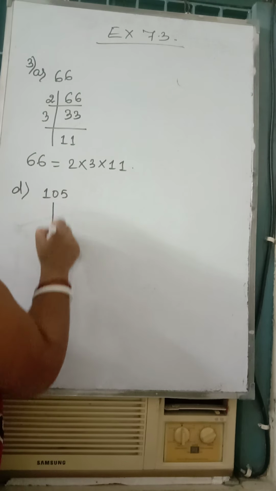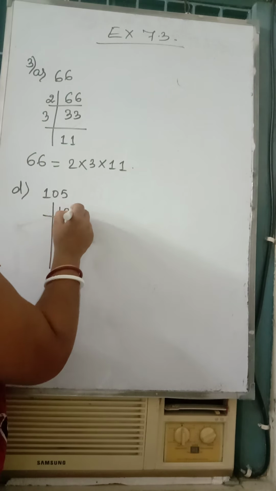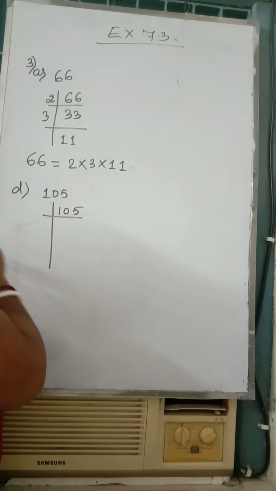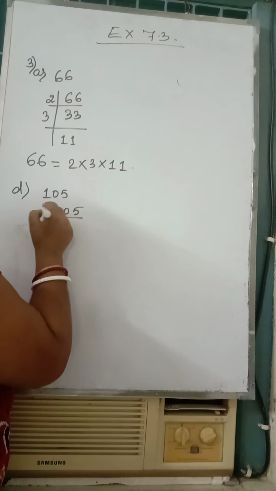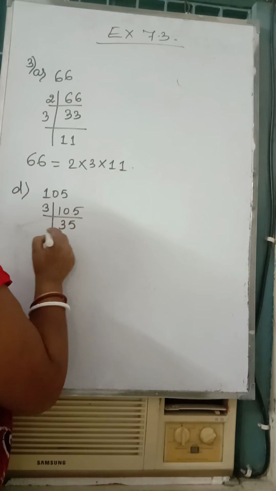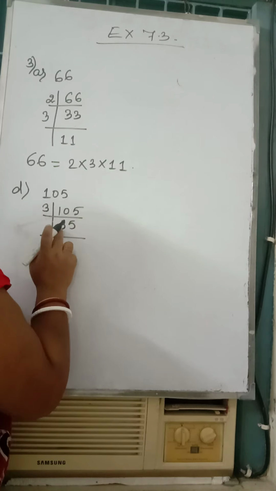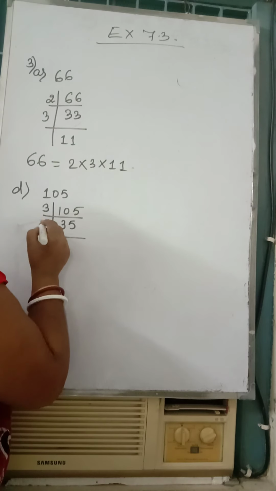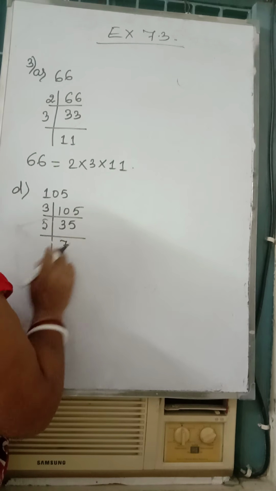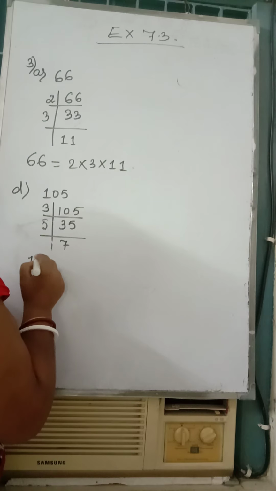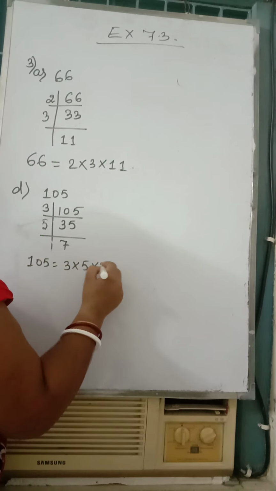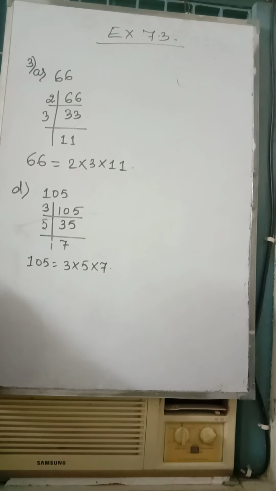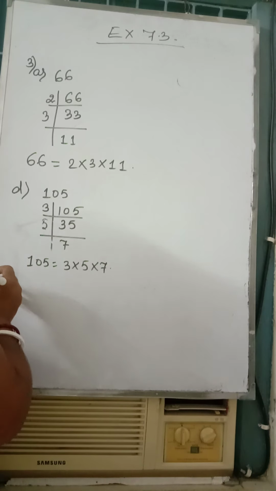Number D, you see 105. Start dividing. You should know the rules of divisibility. It's not divisible by 2 because the ones place there is a 5. 5 plus 1 is 6, which means divisible by 3. So 3 3s are 9, 3 5s are 15. Again it is not divisible by 3 because 3 plus 5 is 8. So it is divisible by 5. So what do you get? 105 is equal to 3 into 5 into 7. So this is the way to get the prime factorization using the division method.